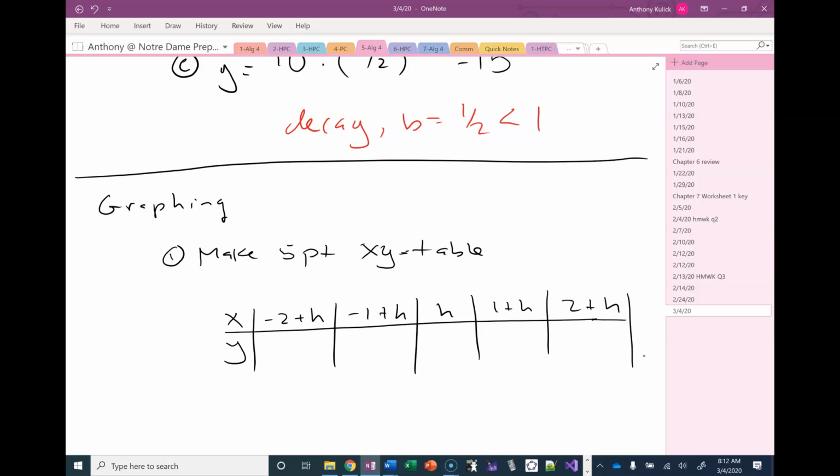And then to find our y values, what can we do? We can just plug the x's into our function, or I can give you the way to find them. Either approach is fine.